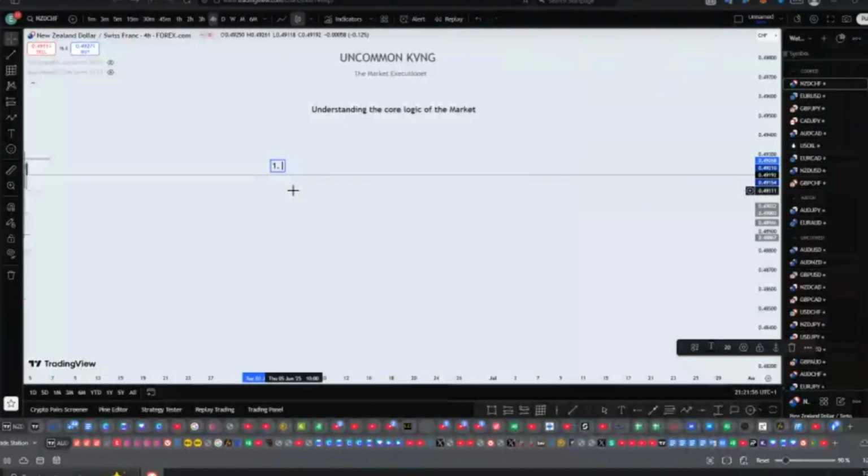So number one, you need to understand that the market is a game of liquidity. Okay, the market is a game of liquidity. So number one is liquidity. We are talking about the core logic of this market.